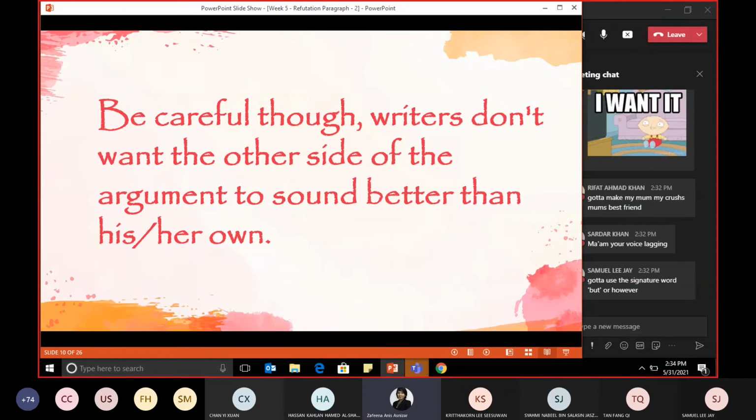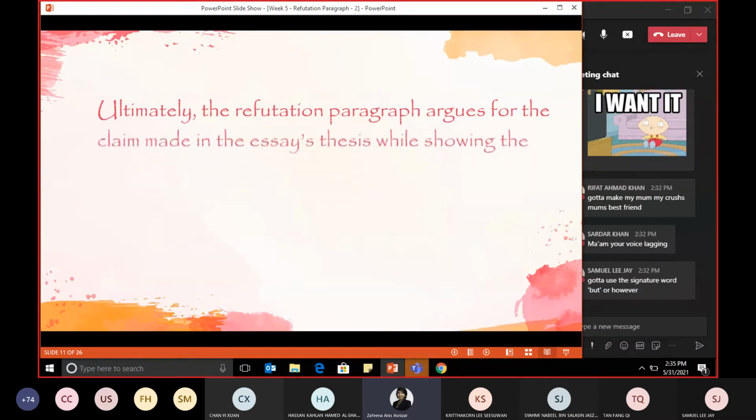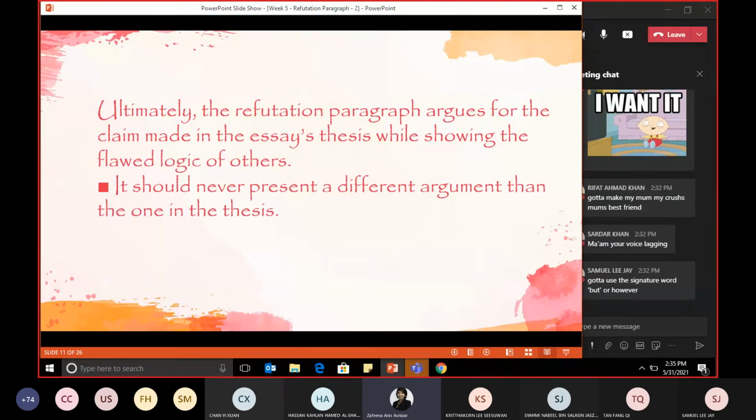So first of all, ultimately, the refutation paragraph argues for the claim made in the essay's thesis while showing the flawed logic of others. It should never present a different argument than the one in the thesis. Remember your topic. What is your point? Do you agree or disagree? Are you saying should or should not? You must remember that. That's one.